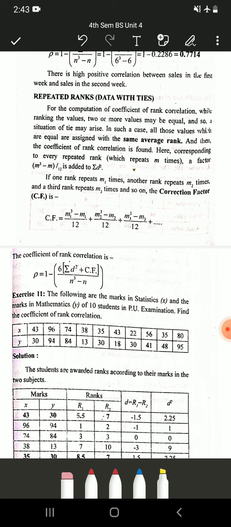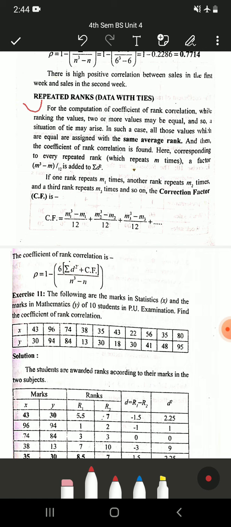So for computation of coefficient of rank correlation, while ranking the values, 2 or more values may be equal and so a situation of tie may arise. In such a case, all those values which are equal are assigned the same average rank. Then, for every repeated rank which repeats m times, a factor m cube minus m, whole divided by 12, is added to summation d square.